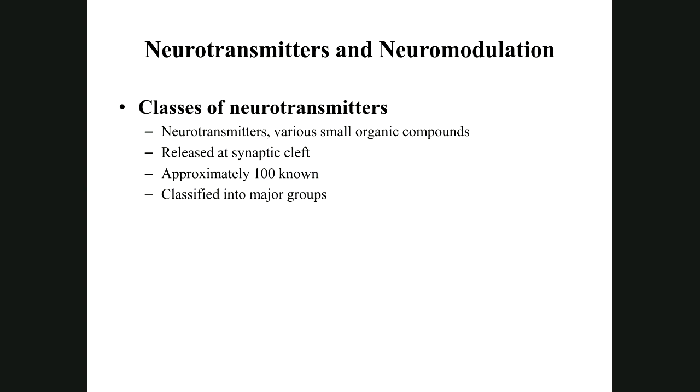Now, to finish this up, let's talk about neurotransmitters. I didn't really talk about neuromodulators. I'll mention them, but I want to focus on neurotransmitters only. Remember, neurotransmitters are chemicals that are going to be released into a synapse, and they're going to cause an action potential on a target cell. They're going to stimulate or inhibit that target cell, that postsynaptic cell.